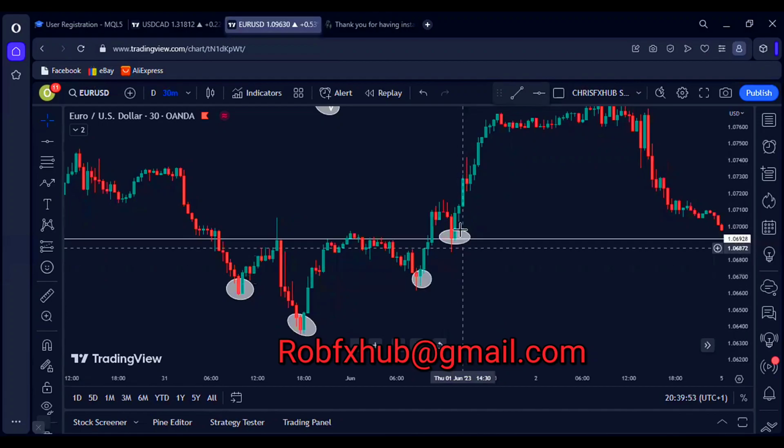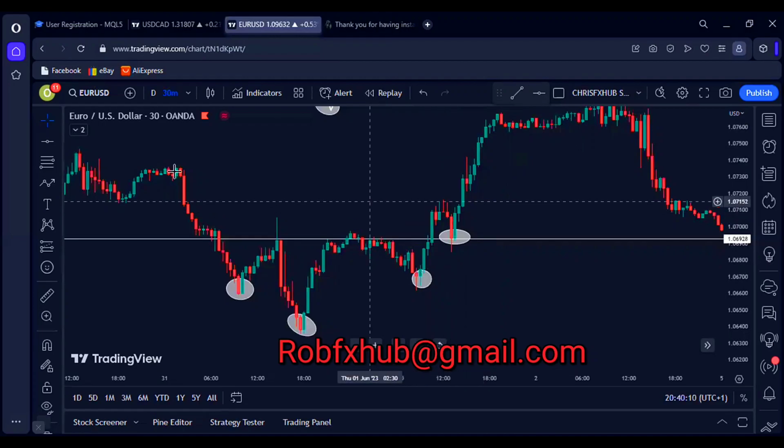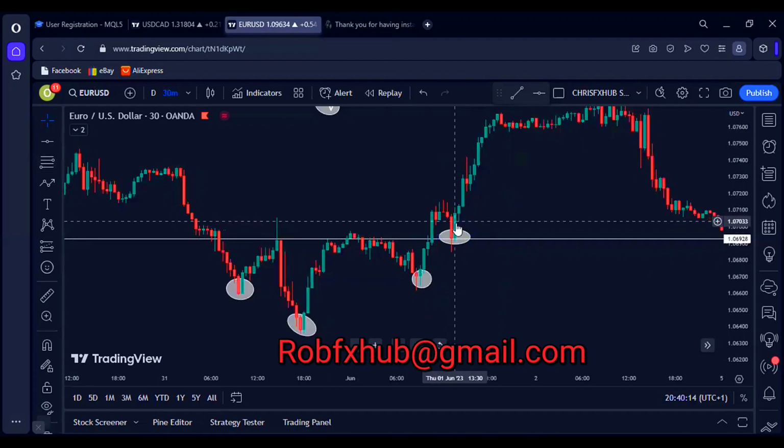Now, once you see this big engulfing candle, it's a good sign that the market has respected the break of structure. But for my own trading pattern, I'm a very conservative trader. This bullish candle will not be my entry. I will not enter based on this candle. This is the reason why.